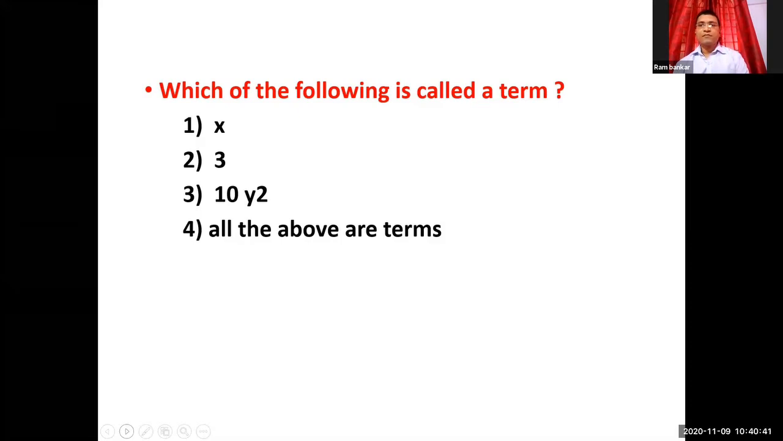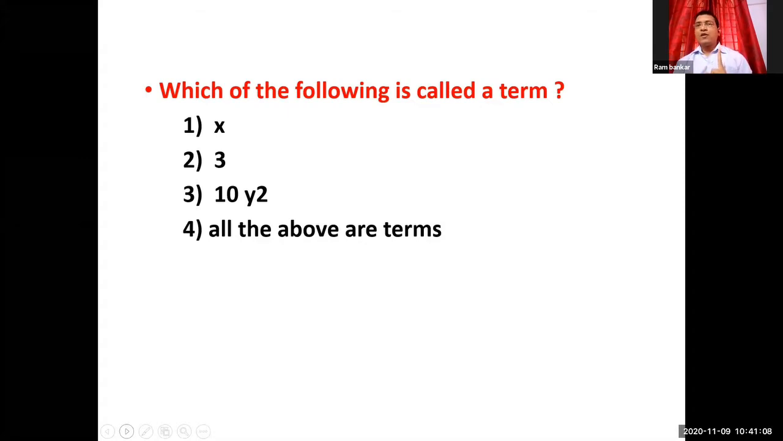Option number 3. Another one? Student? Yes, I got the answer. Option number three. Okay, wait. Option number 4 is the right answer. All the above are called terms. All the above are terms.